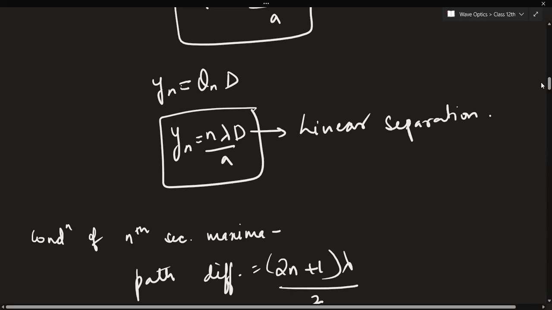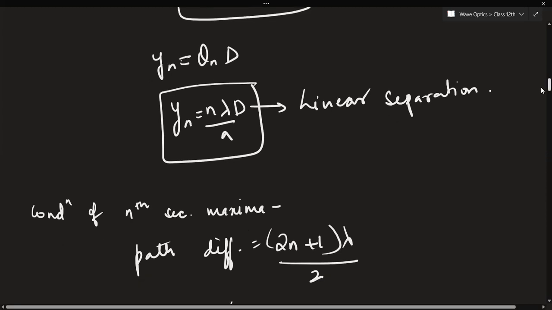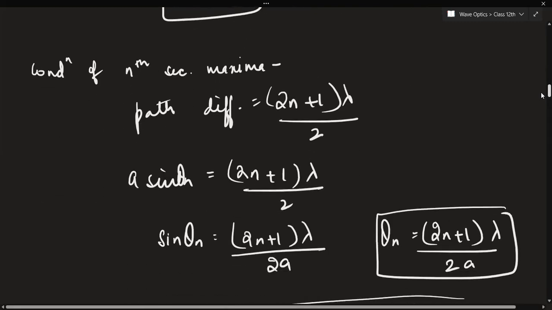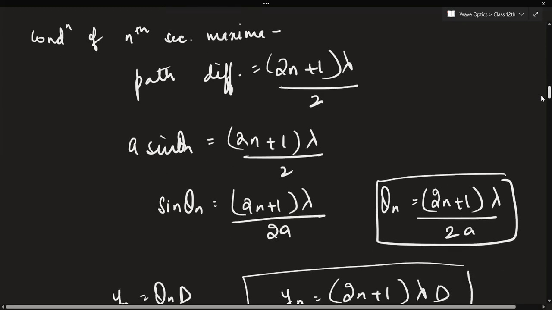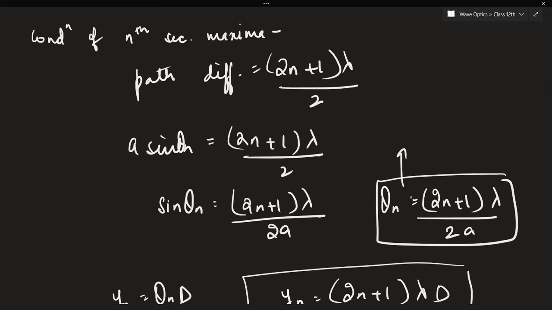Now for path difference for maxima, 2n plus 1 lambda by 2 will be used. Whatever you have used for minima and bright fringe will now be applicable for maxima and dark fringes, and instead of central bright fringe, you will use the term central maxima. Rest of the things are the same. Now here, 2n plus 1 lambda by 2 is the path difference. So a sine theta will be equal to 2n plus 1 lambda by 2. Sine theta will be equal to 2n plus 1 lambda by 2a, and theta will be equal to 2n plus 1 lambda by 2a. So this is the angular separation.